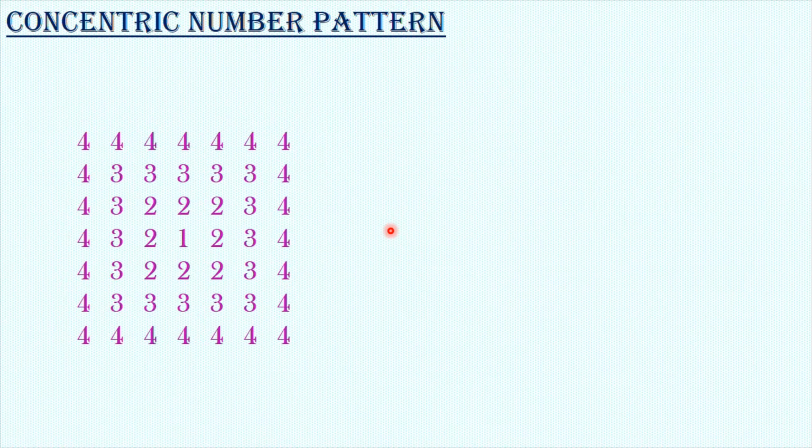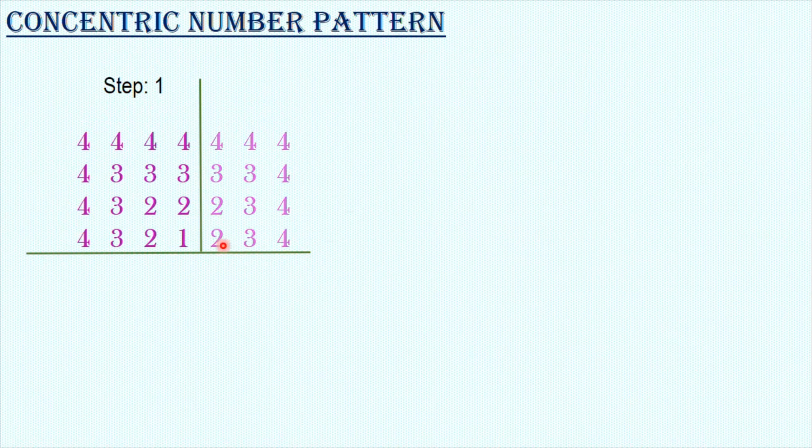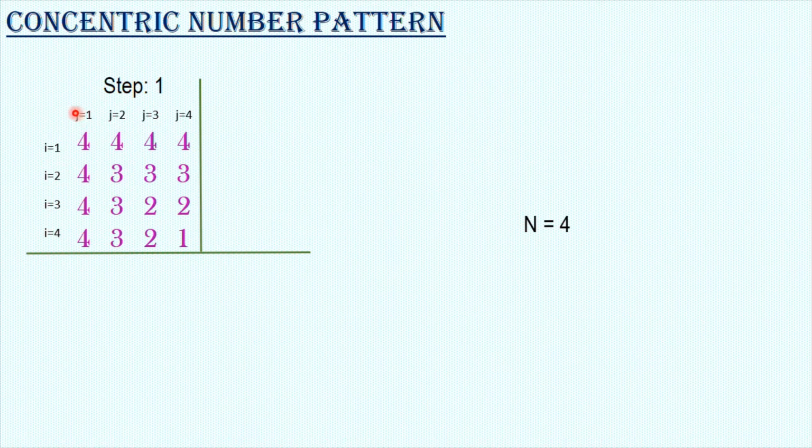Before writing the Python program, let us understand the algorithm behind this. For this, first let me split it into 3 steps where n indicates the size of the concentric number pattern. Here n equals 4. First, let us take only step 1 and mark i as row and j as column, which increment from 1 to 4, 4 being the size of the concentric number pattern. The value of any cell shall be represented by n minus minimum of i, j plus 1.